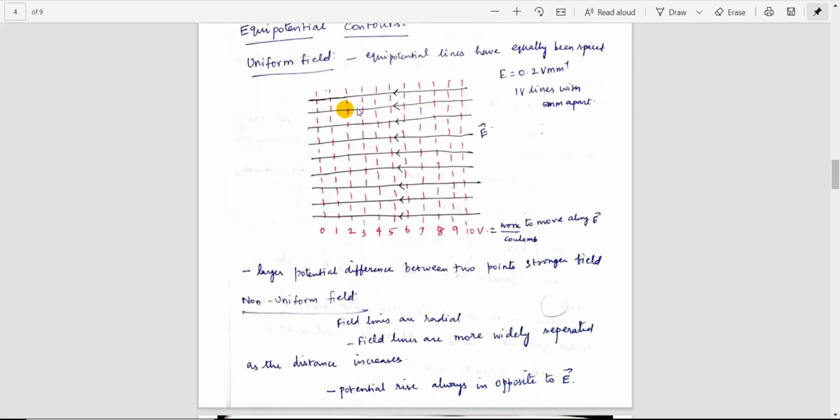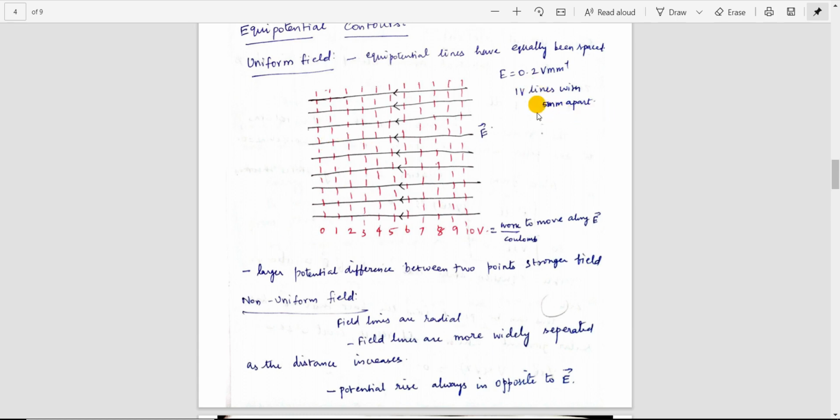So for a uniform field, assume the field lines are directed from right to left. If you measure the potential across these electric fields, we will have potential points everywhere. This is the zero potential line, and this is the 10 volt potential line. We have measured each potential line along the path of this E vector. Along the E vector we have 0.2 volt per mm. What does it mean? The 1 volt line is 5 mm apart.